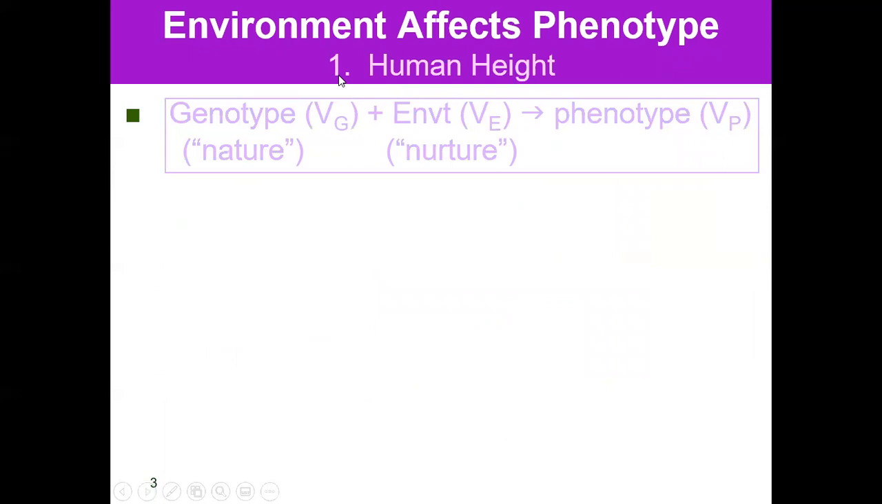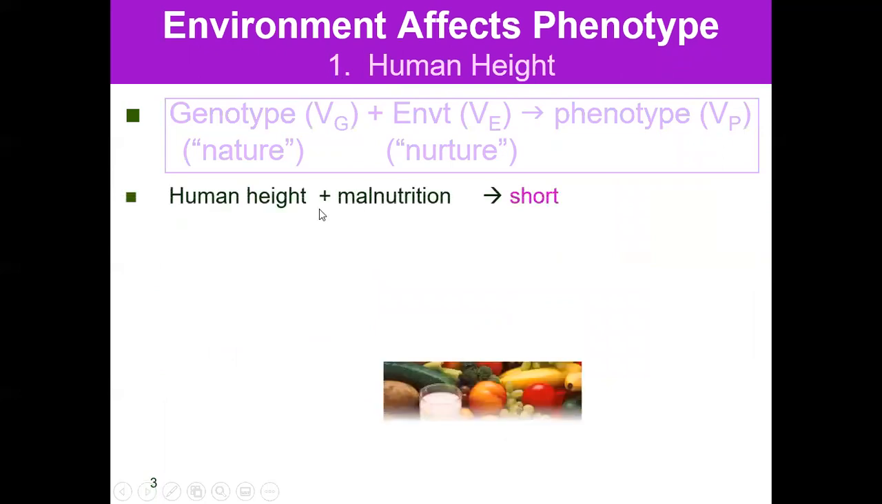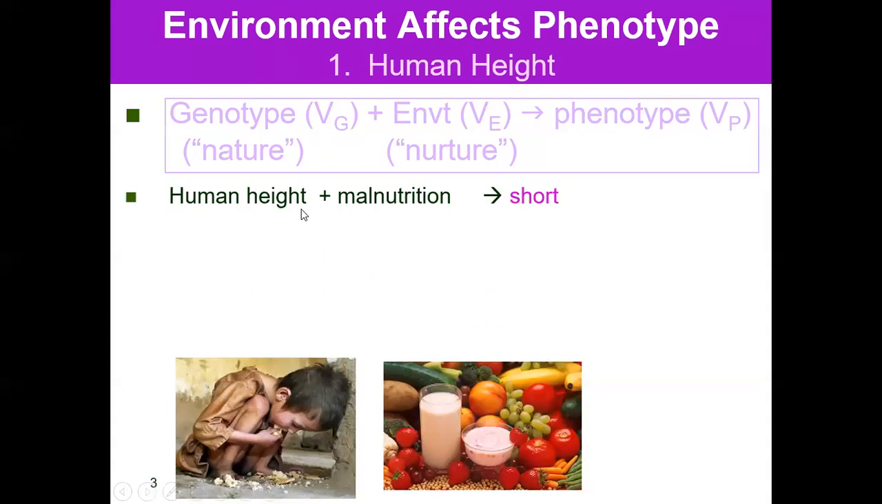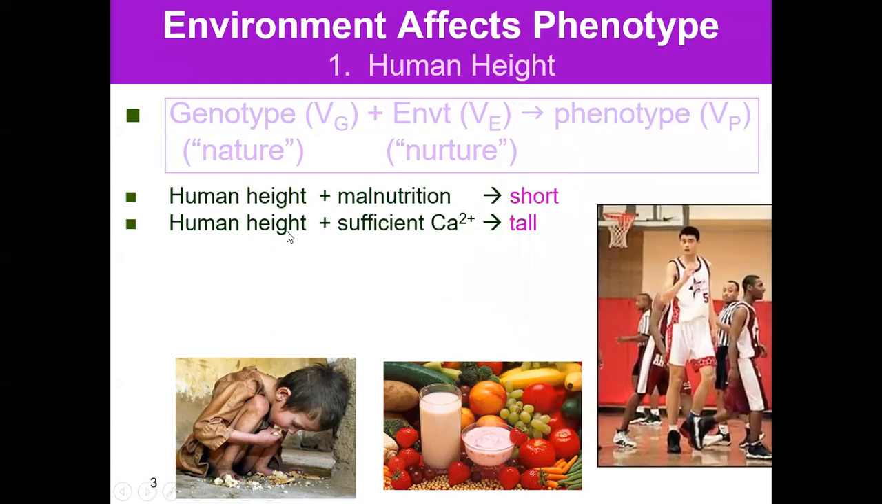So the first example is human height. Now, you have a gene for human height. Plus, if the person is malnourished, then the person will not be so tall, will be short, isn't it? Even though you have the gene for height. Because you need proteins and calcium to build the bones in order to be tall. If a human height gene is tall plus sufficient calcium, then this person will be tall. So therefore, the final phenotype that we can see with your eyes is not only because of the genotype, but also because of environmental factor. That's why nature plus nurture.